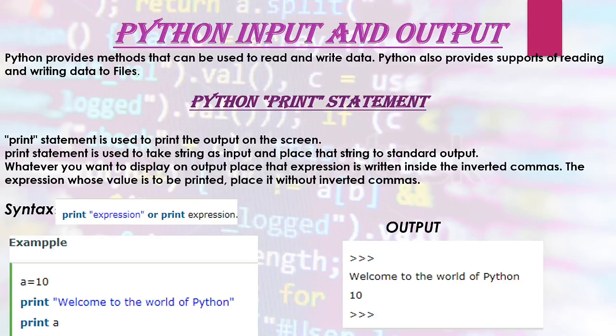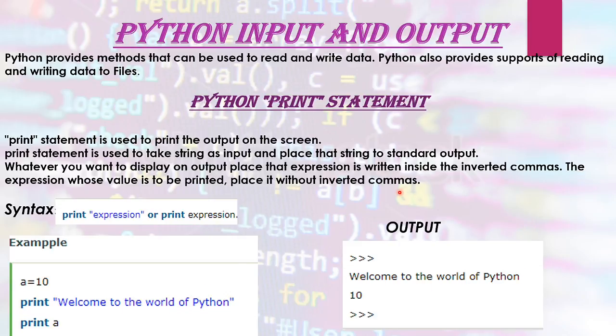So, how can we print a statement in Python? The print statement is used to print the output on the screen. It takes a string as input and places that string to standard output. Whatever you want to display as output, that expression is written inside the inverted commas. You can see here that whatever we wanted to display, we have written in inverted commas, and this is displayed as an output: Welcome to the world of Python.